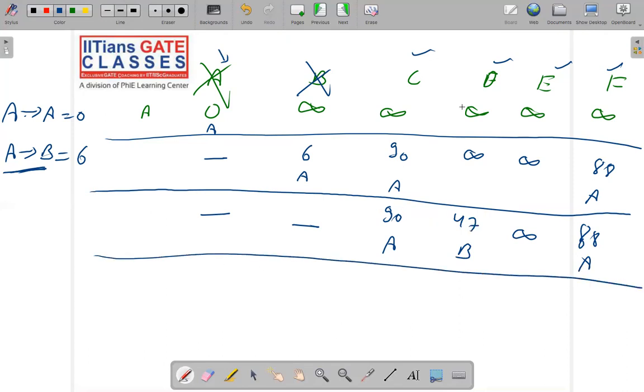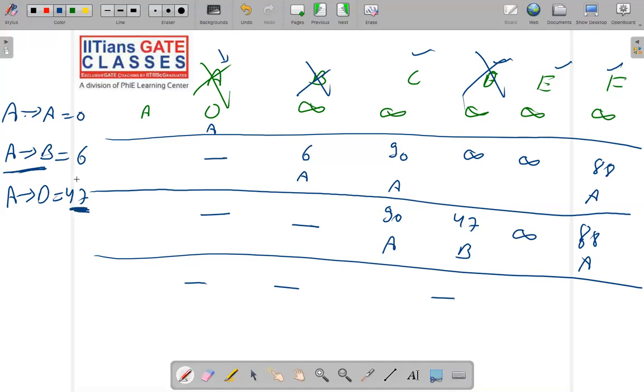Now, which is minimum? D is minimum, 47. So we conclude that A to D is 47. It is minimum. We can't reduce it further. We will use this 47 now. Only we will look into this D.